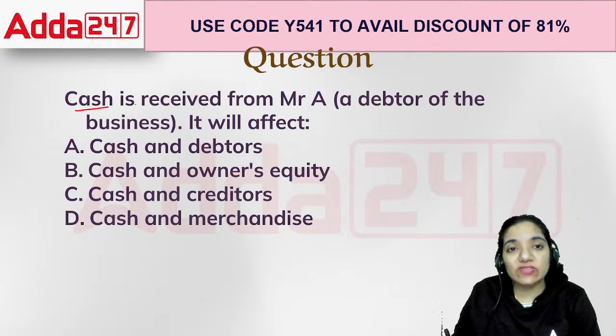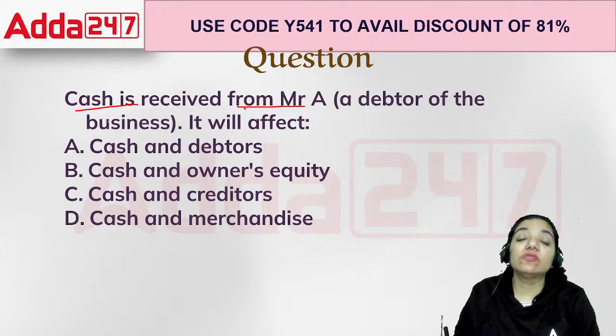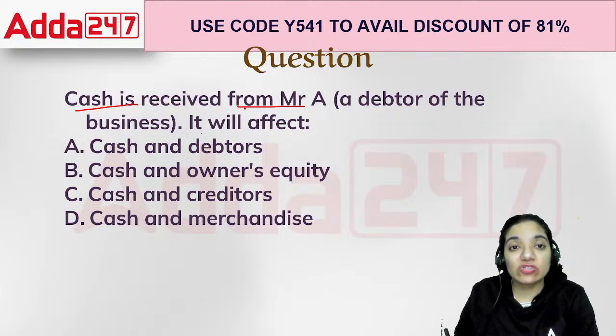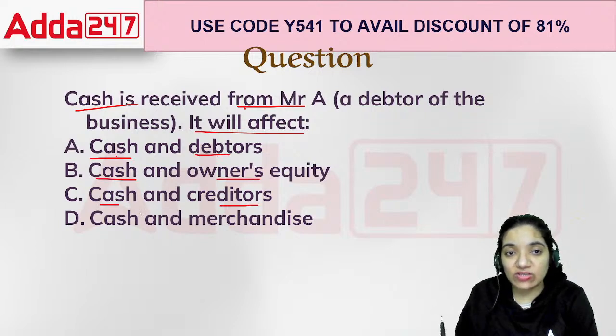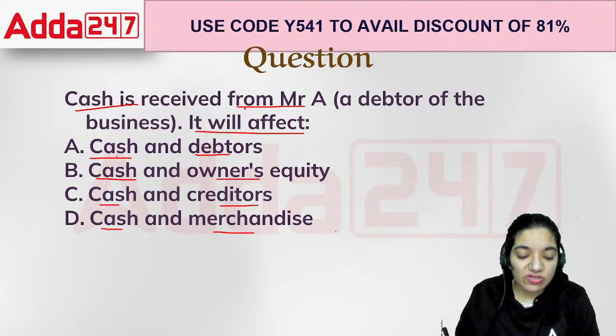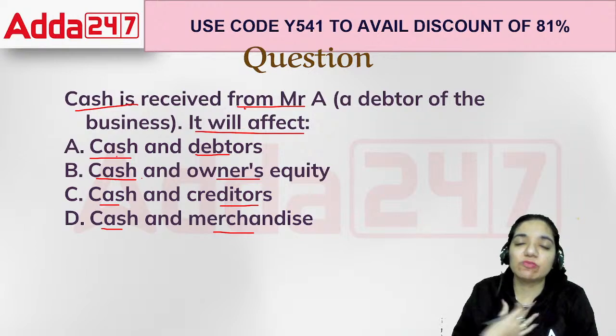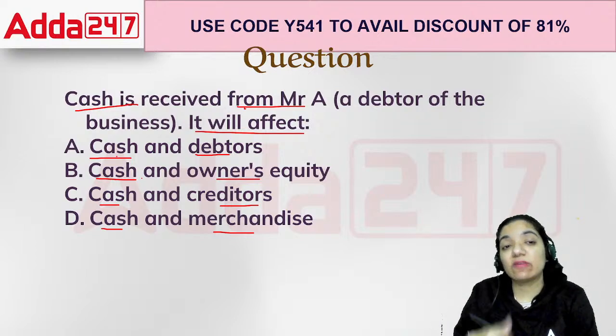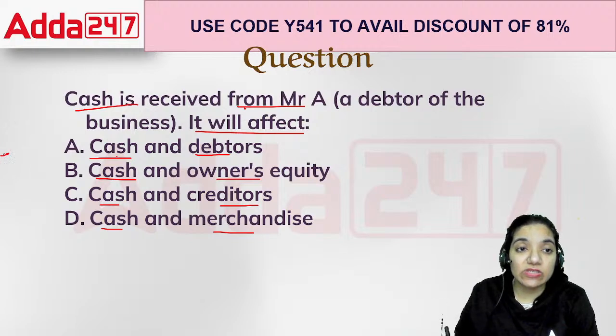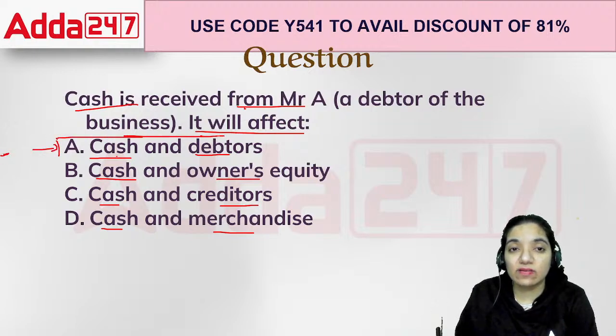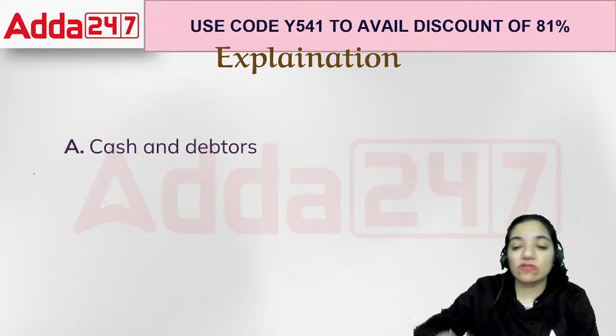Now, the cash is received from Mr. A, a debtor, a person who is supposed to give money to the organization, right? So cash is supposed to be received from him. So it will affect the cash and the debtors, cash and the owner's equity, cash and the creditors, or cash and the merchandise. When we talk about the cash received from a debtor of the business, say if I'm supposed to receive money from someone and I receive it, that will affect my cash account as well as my debtor account. So in this case, the correct answer would be A. Both of these accounts would be affected.